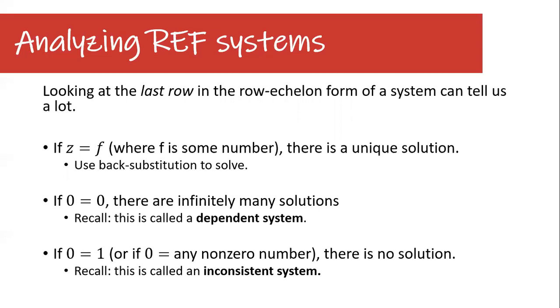Now, sometimes we're going to get the opposite of that. We're going to be left with 0 equals 1, or 0 equals 7, or 0 equals 103. Some 0 equals some non-zero number that isn't ever going to be true. 0 can only be equal to 0. In this case, there is no solution, and we're left with, as you recall, what is called an inconsistent system. So simply looking at the last row of your REF system can certainly tell you a lot about that system as far as whether it has a solution or infinitely many solutions or no solution at all.